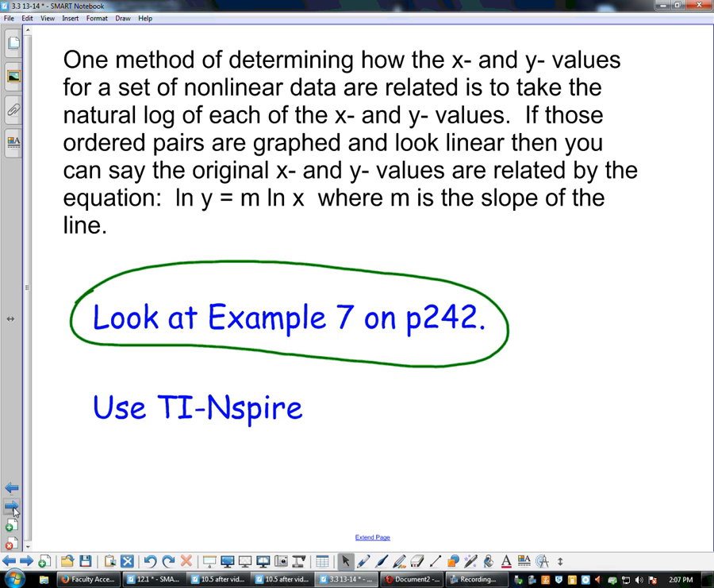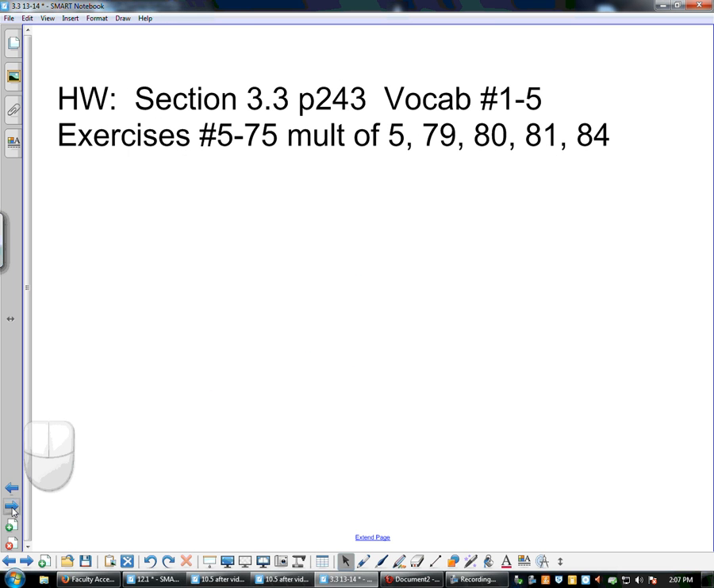Okay, so you're going to look at example 7 on page 242, and that brings up your homework, which is section 3.3, page 243, vocab 1 to 5, and I tried to make this as gentle as I could. I'm just asking you to do 5 to 75, multiples of 5. That's not that many problems. And then you're going to also do 79, 80, 81, and 84.